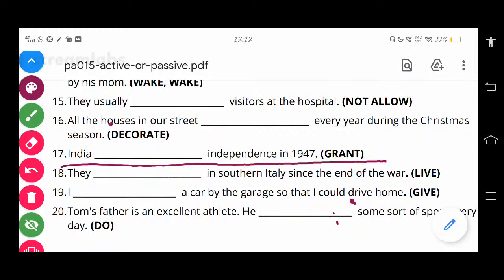Only V2. Here the subject is India. So as the subject is India, we have to go through what the correct answer is. For V2, what is the passive sentence structure? Was or were plus V3. So India was granted. Okay, so our correct answer is India was granted independence in the year 1947. We got independence in 1947. India was granted independence in 1947.